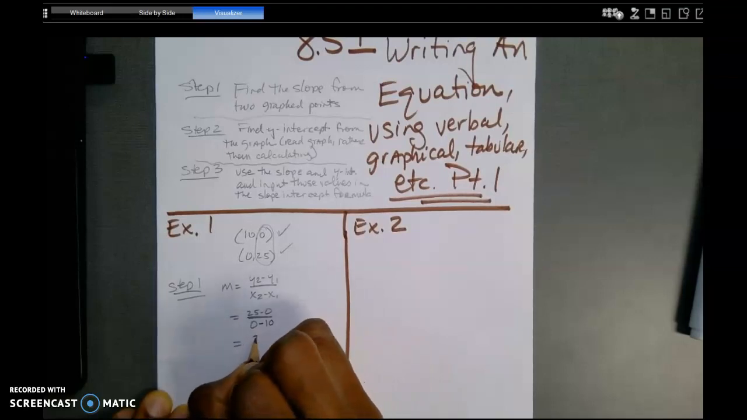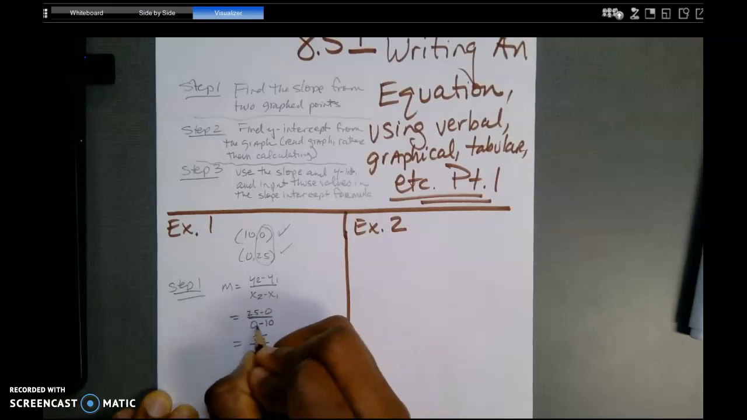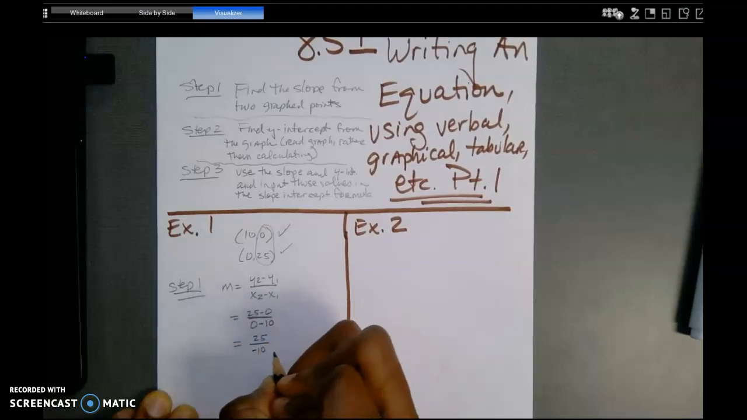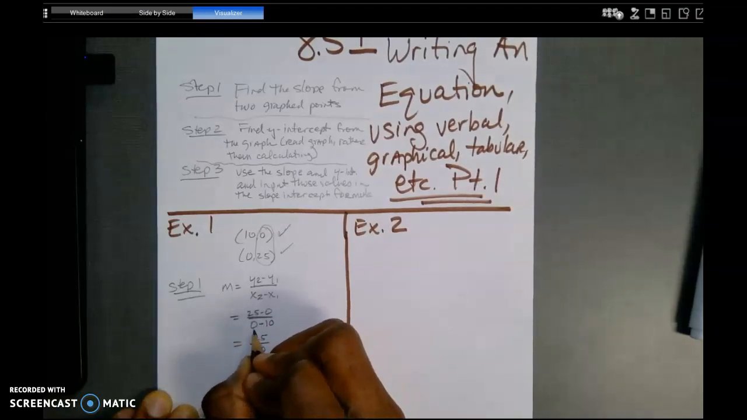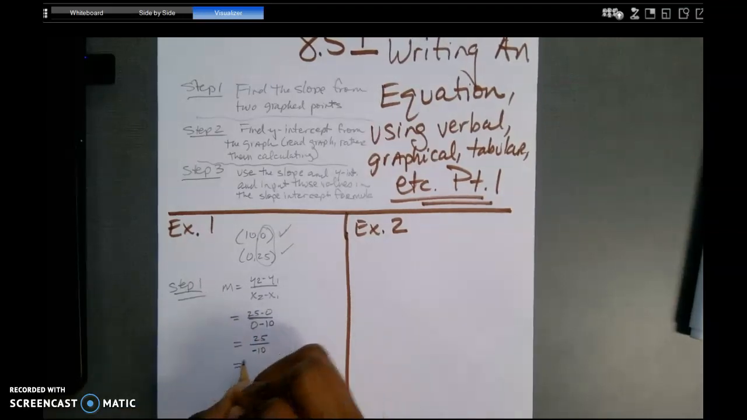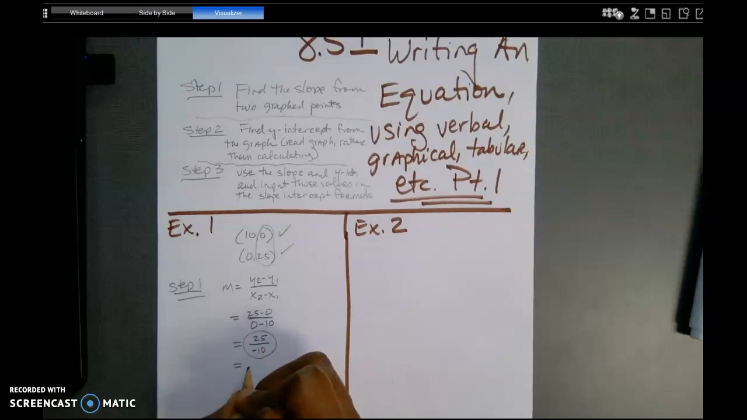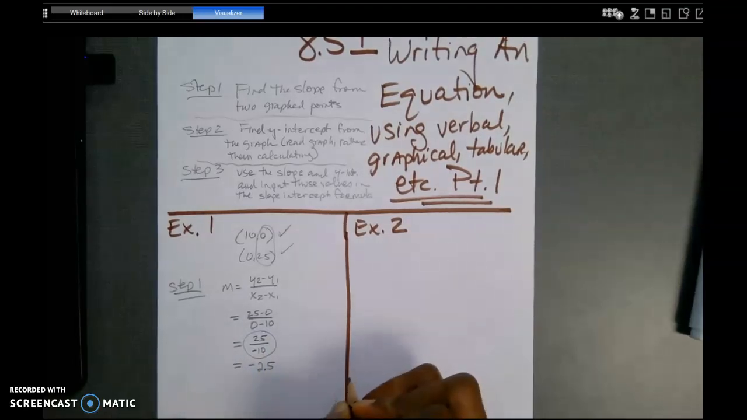So this becomes 25, and I'm simply simplifying. 25 minus 0 is 25. 0 minus 10 will become a negative 10. Why is that, Mr. Moore? If I'm starting at 0, subtracting 10 is going to give me a negative 10. I need to observe the rules of dividing integers. In this case, if I'm dividing a positive and a negative, my slope becomes negative. Okay, that's negative 2.5 for my slope.